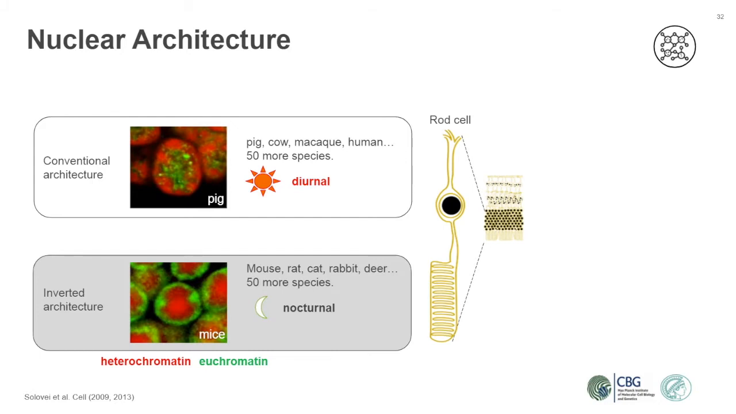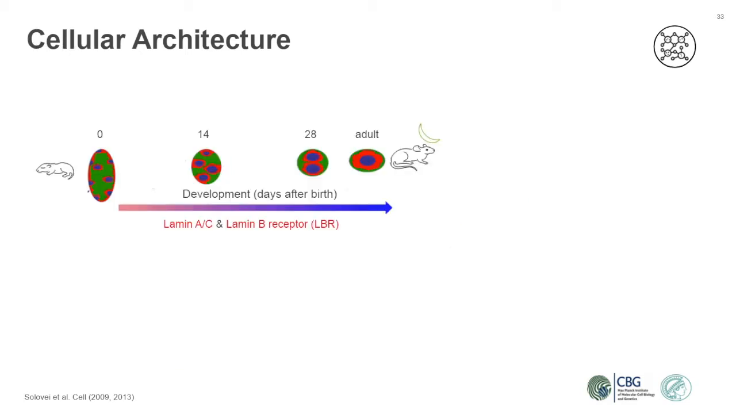Interestingly, the rods of the nocturnal animals, however, show an inverted architecture. Here, the heterochromatin is located in the center of the nucleus, which is compacted, and the euchromatin is pushed to the periphery. This raises biologically many interesting questions, and also, since this is happening in the retina, the main question was, does this have any optical effects?